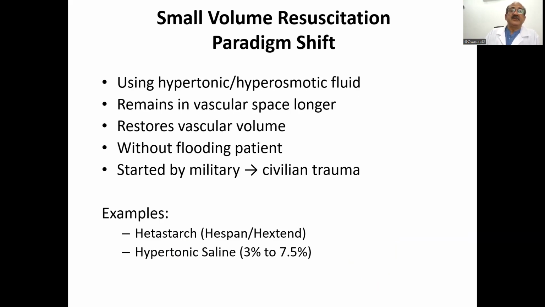Small volume resuscitation using hypertonic, hyperosmotic fluids. Small volume means you give a small volume and get the results as if you had given more fluid. It remains in the vascular space longer, because the crystalloids like Ringer lactate and normal saline, after some time, leave the intravascular space and go to the extravascular tissues. The main idea at this moment is to restore the vascular volume.